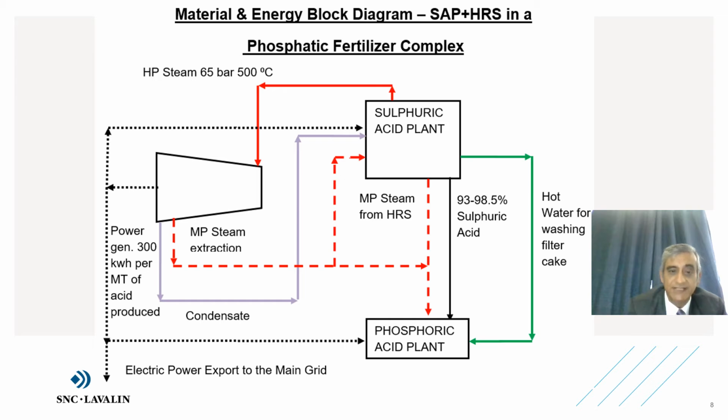The power generation in this case increases from 230 kilowatt hour per metric ton of acid produced to 300 kilowatt hour per ton of acid due to introduction of HRS. This power is enough to run both these plants and at the same time export some amount of power to the main grid or utilize within other plants within the same complex. Possibility of using hot water for washing filter cake is always there.